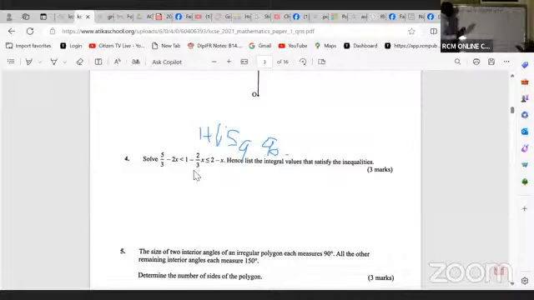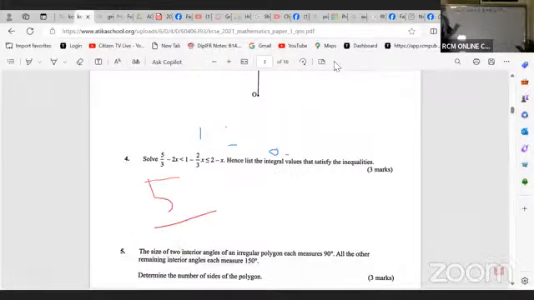So if you get this right, then I'll be able to give you a different question which now has a present. So you must be very keen. They want us to solve this, hence list the integral values. So first of all, we solve this.